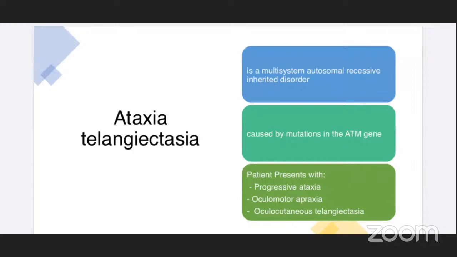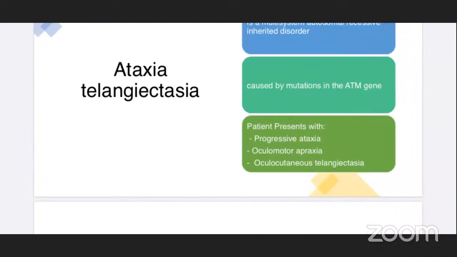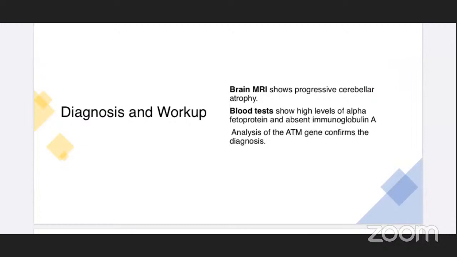It is a multisystem autosomal recessive inherited disorder caused by a mutation in the ATM gene. The patient would present with progressive ataxia, oculomotor apraxia, and oculocutaneous telangiectasia. For diagnosis and workup, a brain MRI would show progressive cerebral atrophy, and blood tests would show a high level of alpha-fetoprotein and absent immunoglobulin A, and analysis of the ATM gene confirms the diagnosis.